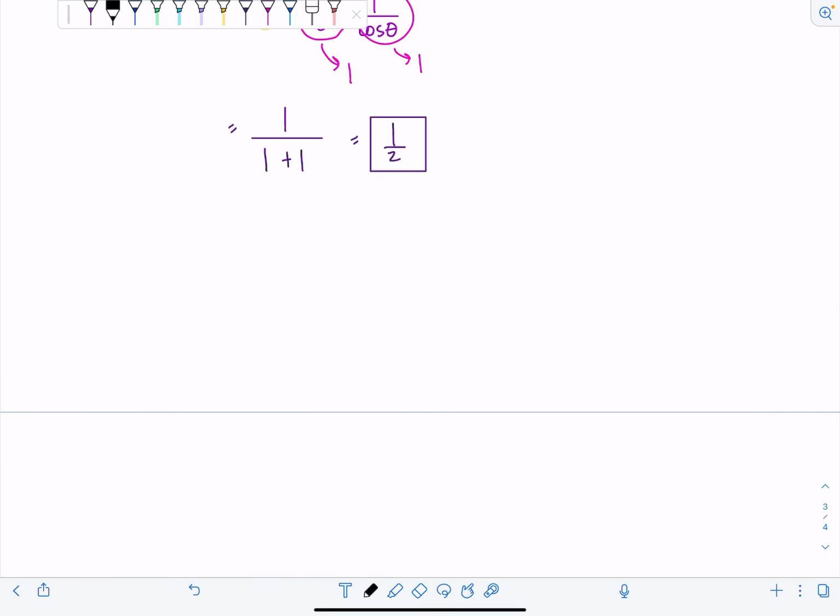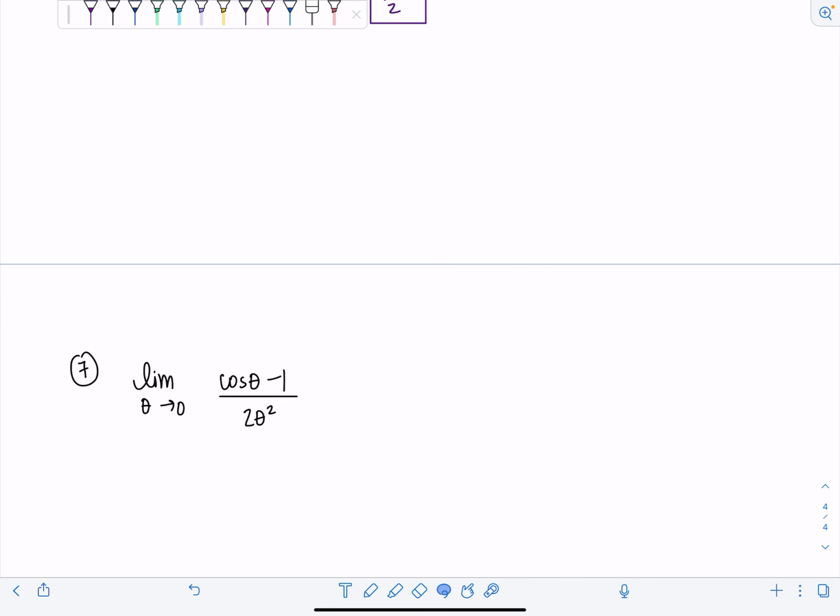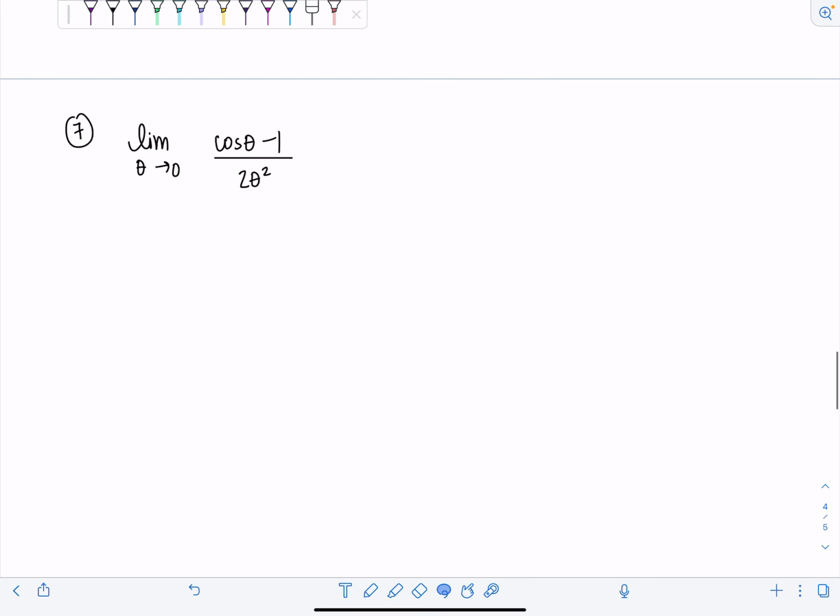So example number 7. I have for you the limit as theta approaches 0 of cosine theta minus 1 over 2 theta squared. So let's just move this down so we have room to concentrate. Okay, so you might be thinking, at long last, I can use that second limit formula. But no, I'm so sorry, because this is cosine theta minus 1 over, since we have 2 theta squared, you have an extra 1 over 2 theta, and then you're going to be stuck.